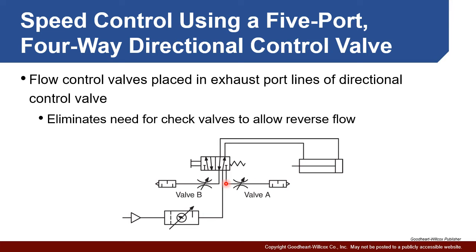On the other hand, when we retract it, high pressure fluid is going to come out this side, go through here, come back, and it's going to go out through valve B. So by adjusting valve A and valve B, we can control the flow rate, which is going to control the speed. And again, there's a certain amount of back pressure because it does have to be pushed through these flow control valves.